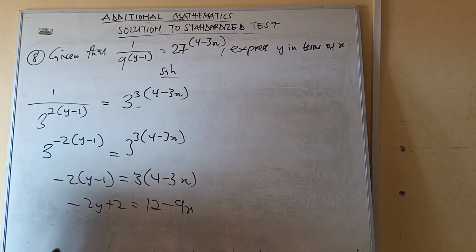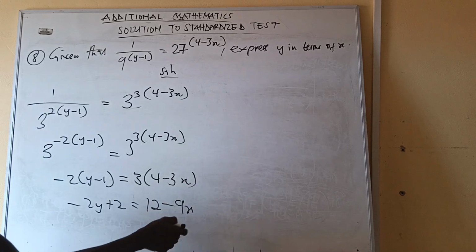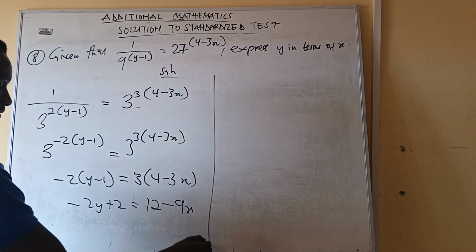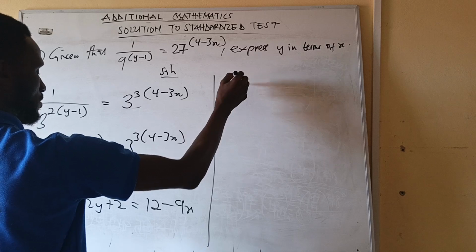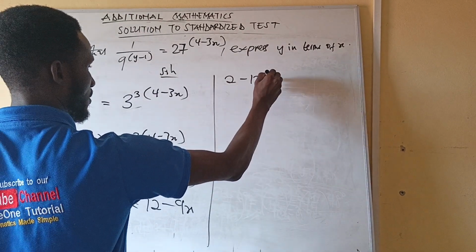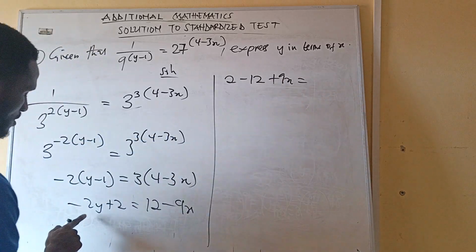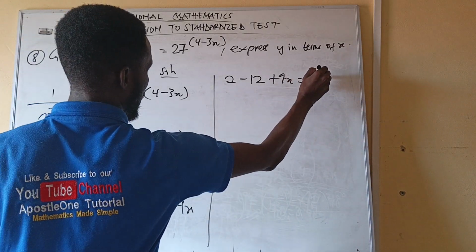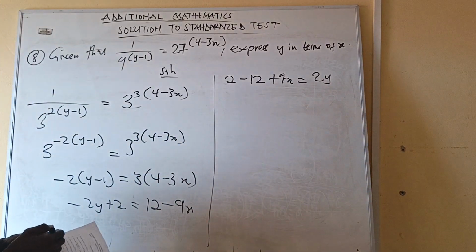Now let's group like terms here. I want this one to go to this side. So I'm going to have 2 minus 12 plus 9x equal to 2y. That is when we group like terms.